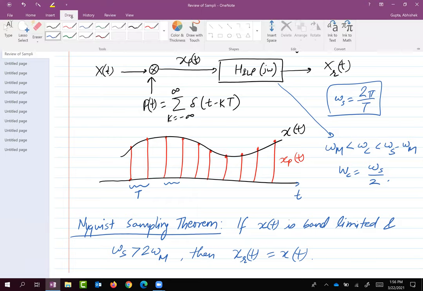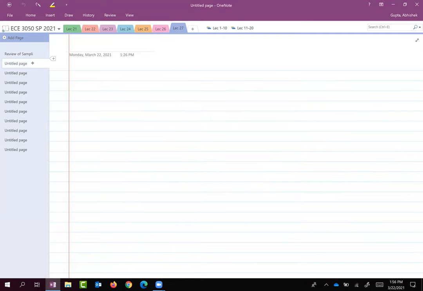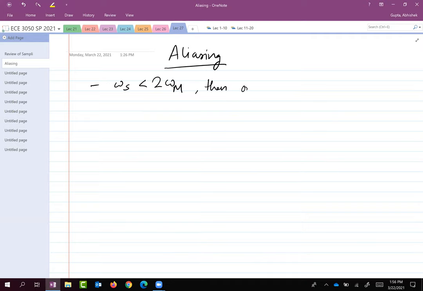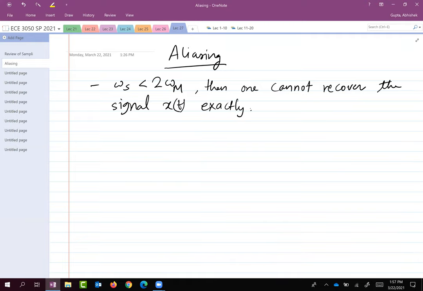And then in Friday's class, we talked about aliasing, which is when omega_s is less than 2 omega_m. When omega_s is less than 2 omega_m, one cannot recover the signal x(t) exactly, and that's because of what is known as aliasing.